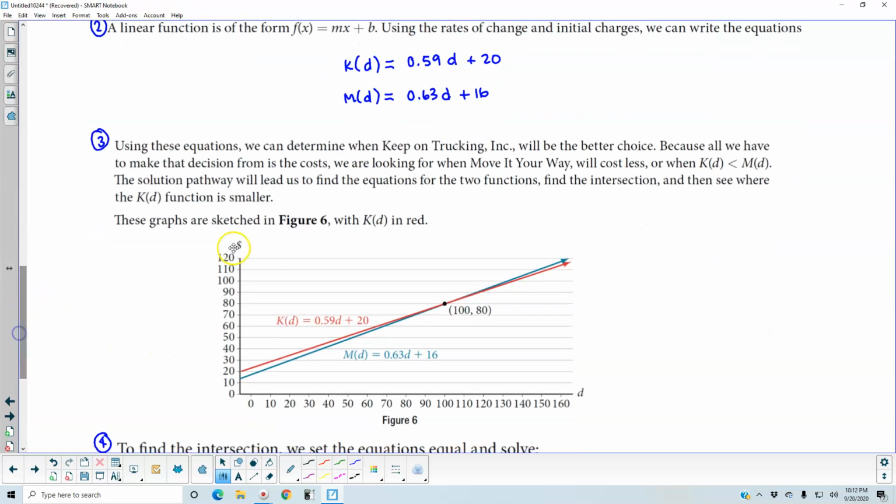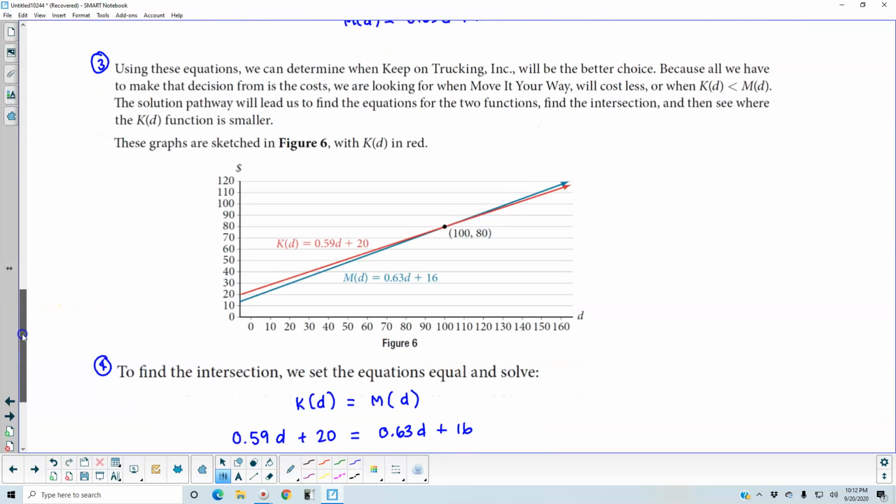So these graphs you can see are sketched in Figure 6, with K of D being in red. So you can see here that the red is above the blue, and then they intersect at this point, meaning they're both equal, and then the blue is then above the red.